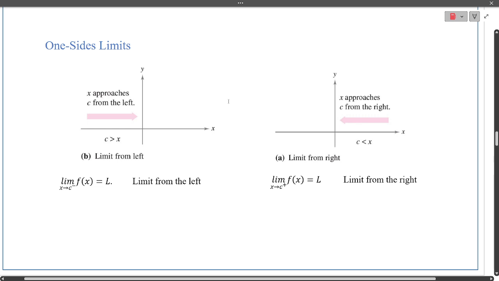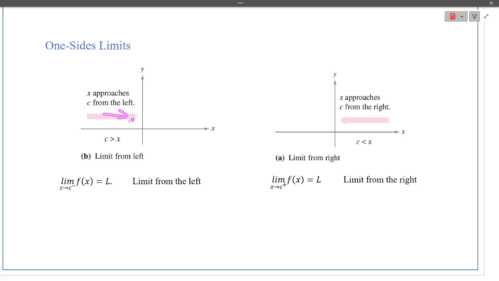So, if we consider the approach from the left side, this is called the left-hand limit. Denoted by the notation lim with a small minus sign written above and to the right of the value c. So this means the left-hand limit. If we only consider the approach from the right side, it is called the right-hand limit, denoted by a small plus sign written above to the right of c.